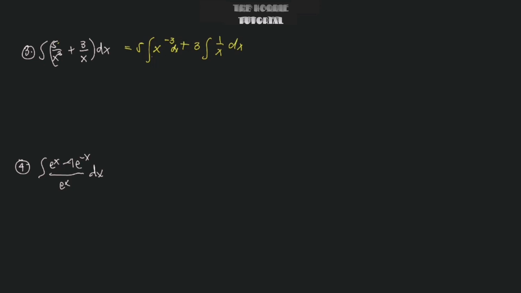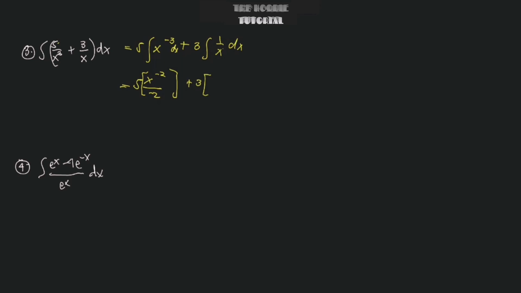So integrating each of the terms, that will become 5. How do we integrate this x raised to negative 3? Using the power rule. So that just equals x, let's multiply that one. Negative 3 plus 1 is negative 2. This is over negative 2. And then plus 3 times, what is the integration of 1 over x?